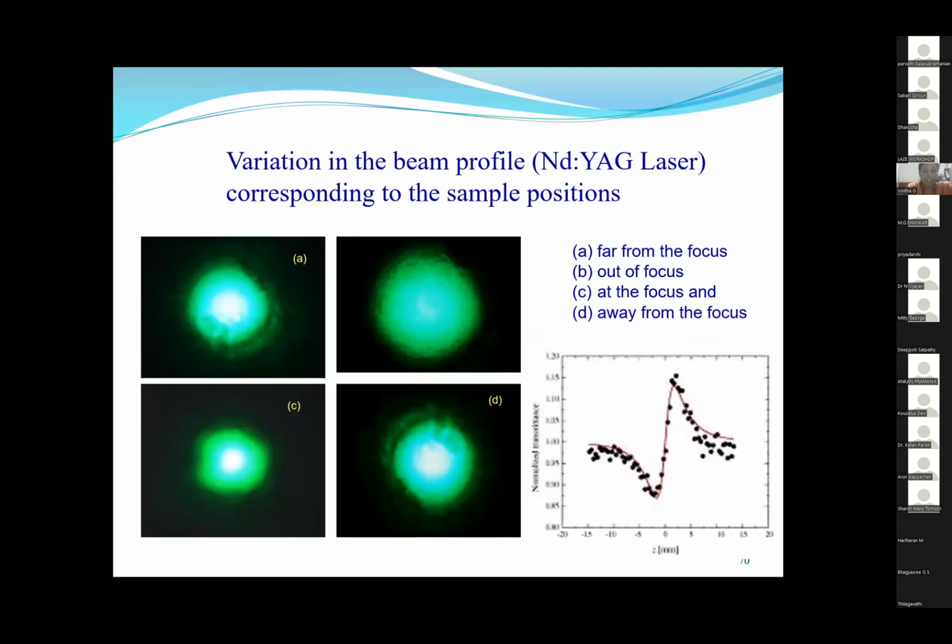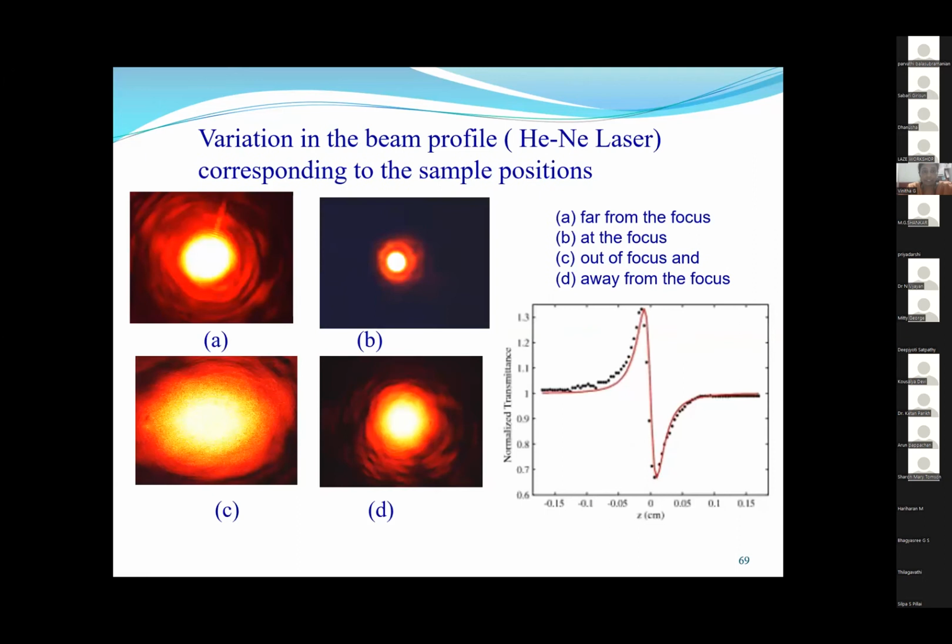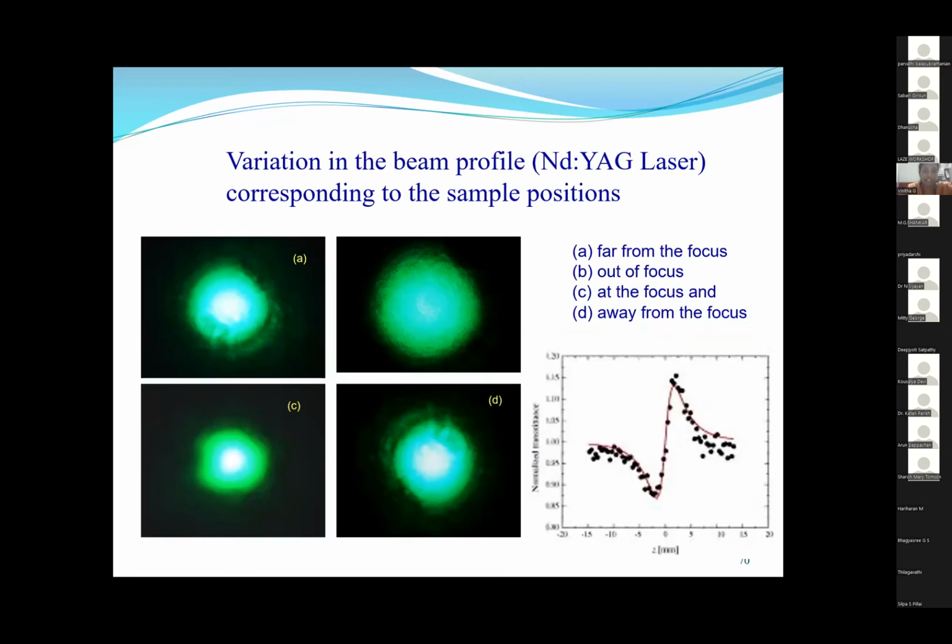And this is using 532 nanometers. The same thing. This is for a negative nonlinear medium, in which the peak is followed by a valley. This is a helium neon laser. And for the YAG laser, here we have got a valley, then a peak. So this is a positive nonlinear medium.